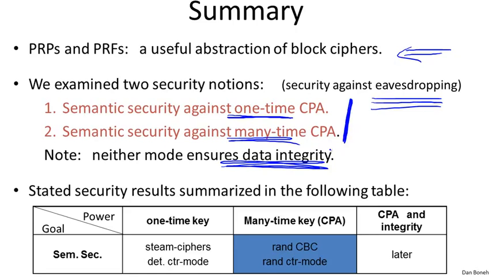Okay, so far we've seen basically if you're using the key once, you can use stream ciphers or you can use deterministic counter mode. If you're going to use the key many times, you could use randomized CBC or randomized counter mode. And we're going to talk about how to provide integrity and confidentiality once we cover the topic of integrity, which is our next module.